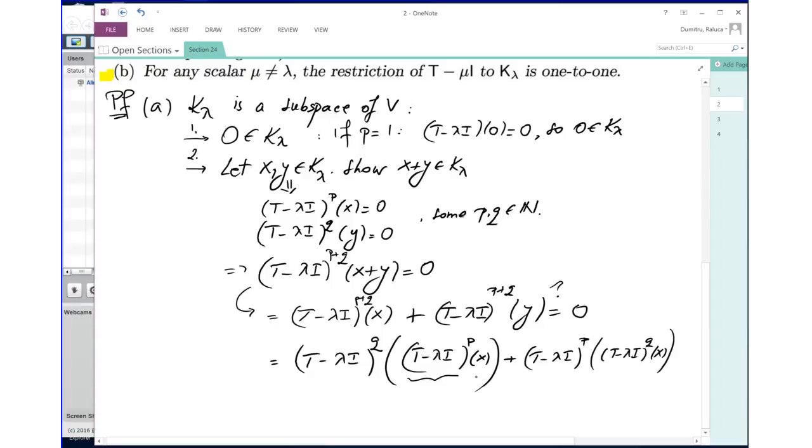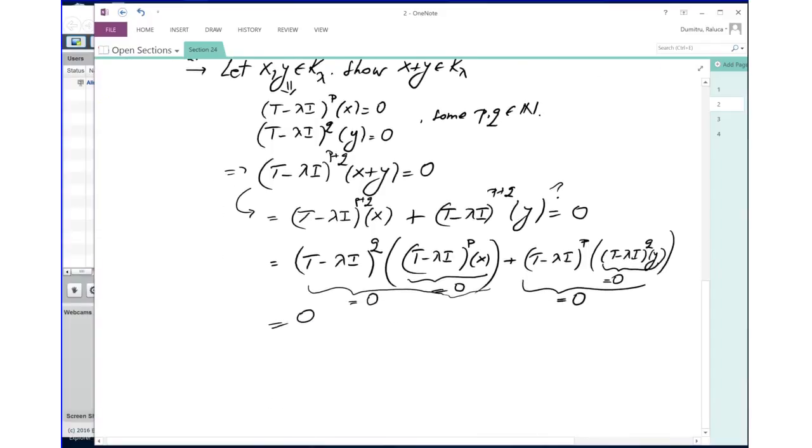T minus lambda identity to the p of x was 0, but then any linear operator applied to 0 gives 0. Similarly for y, so T minus lambda identity to the q of y is 0. And again, any linear operator applied to 0 gives you 0. So in the end, you end up with 0. So closed under addition, closed under scalar multiplication.